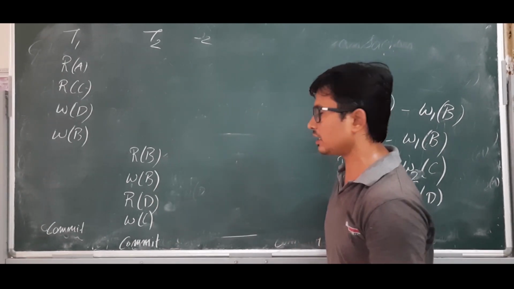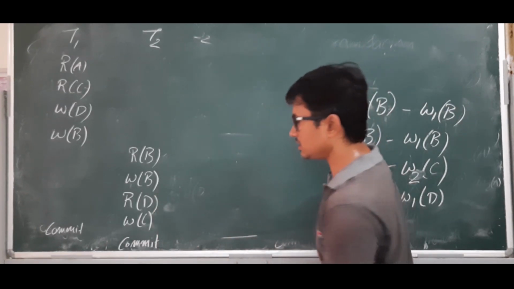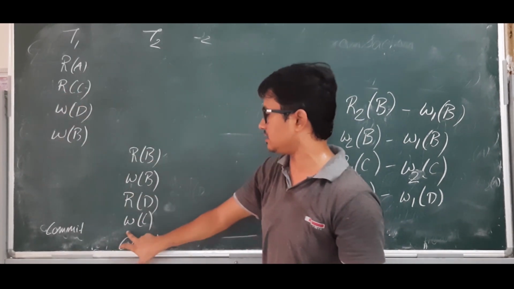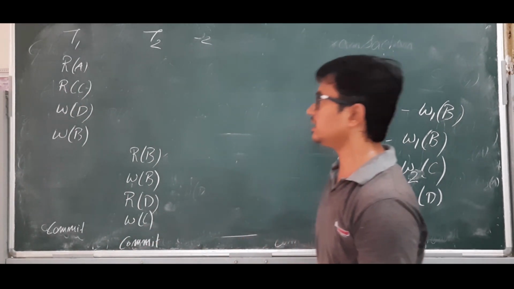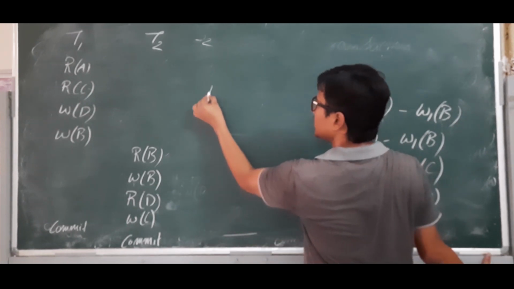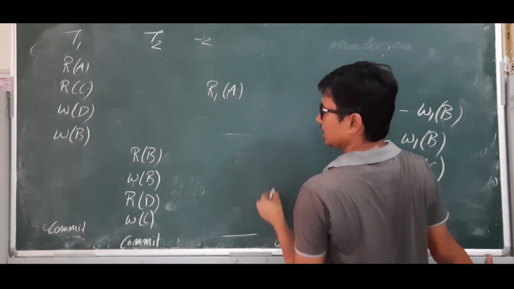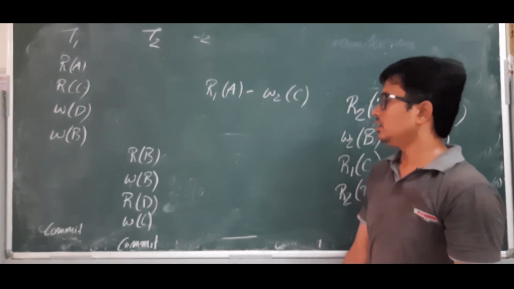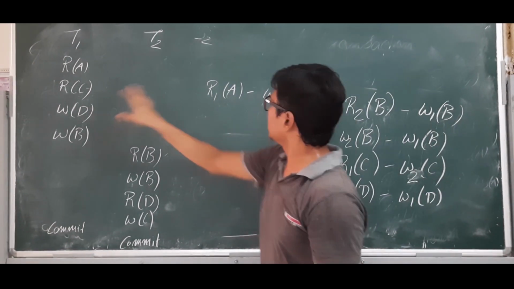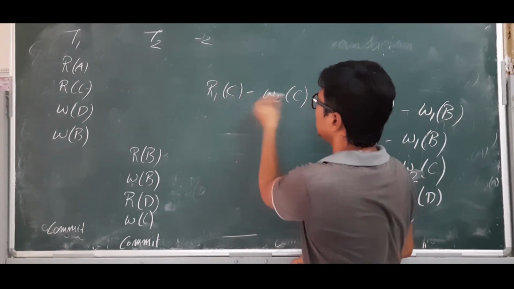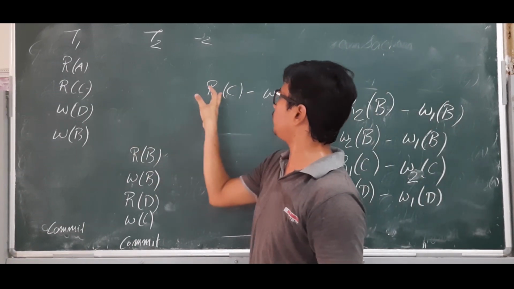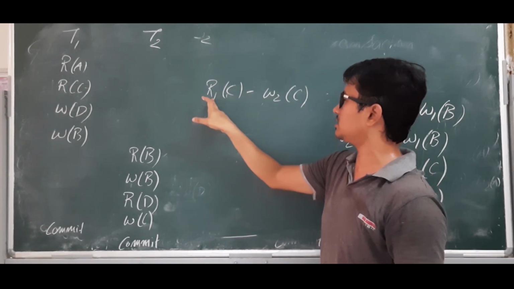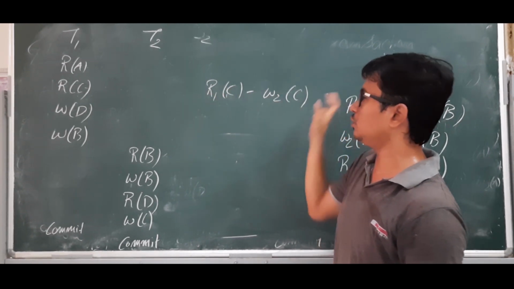This is also not on data item C, and this is also not on data item C. This one is on data item C, where this is a read operation and this is a write operation. So it is a conflict, and the conflict is R1 of C to W2 of C, because this is performed in transaction 1 and this in transaction 2. That's why I am writing the suffix as read 1 of C, write 2 of C.